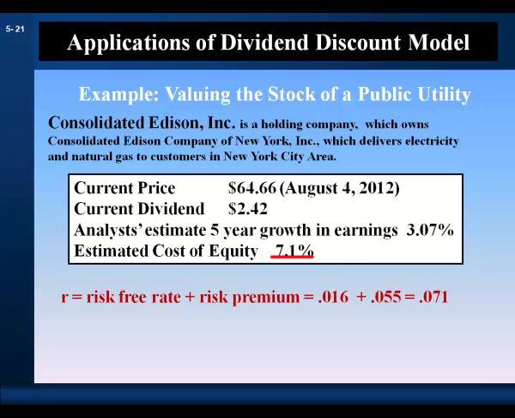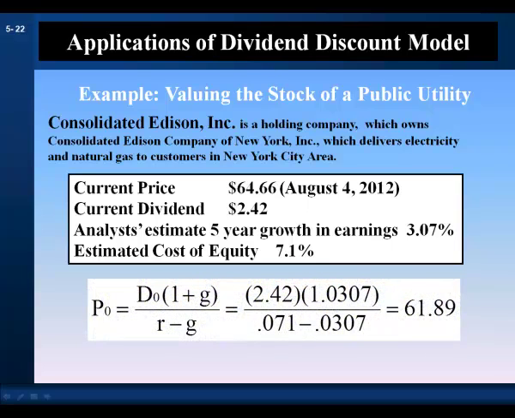Recall that the required rate of return is equal to the risk-free rate plus a risk premium, and I use this model to estimate our rate of return. For the risk-free rate, I use the yield to maturity on a 10-year U.S. Treasury bond, 1.6%. The historic risk premium for the market has averaged between 5.5 and 8%. As Consolidated Edison is less risky than the market in general, I use a lower market risk premium as a proxy for the risk premium for Consolidated Edison's common stock. From the model, my estimate of the required return is 7.1%.